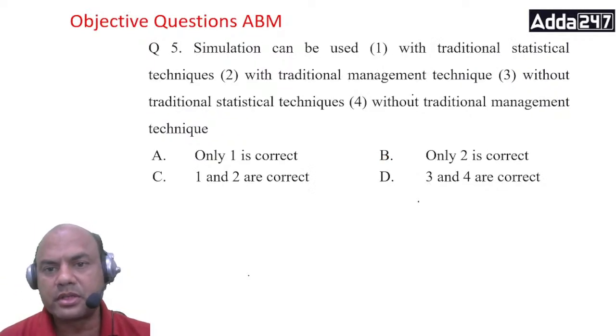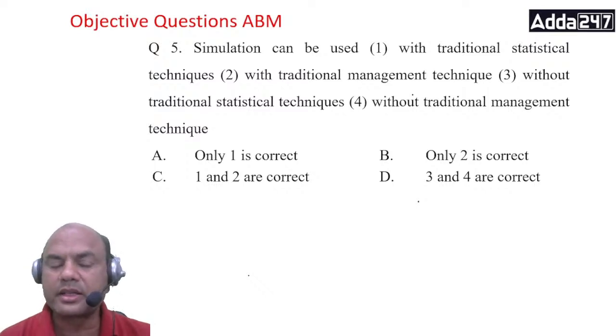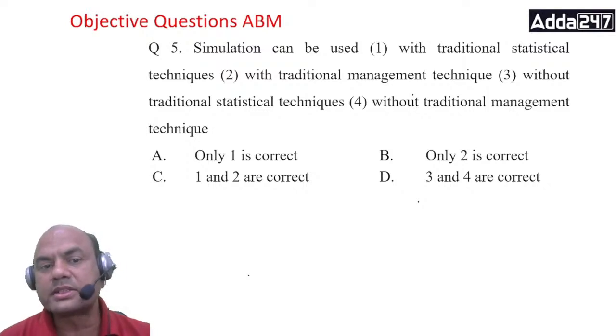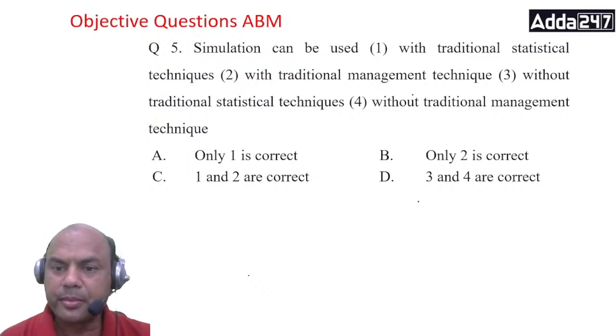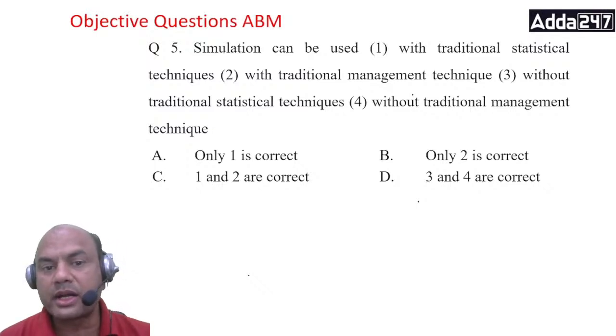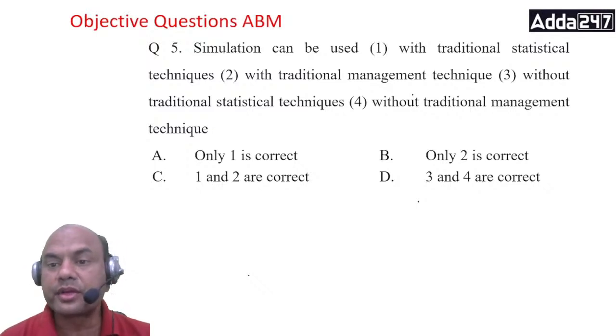Simulation can be used, number 1, with traditional statistical techniques; number 2, with traditional management techniques; number 3, without the traditional statistical techniques; number 4, without the traditional management techniques. Now this is a bit easy to understand, isn't it? With traditional statistical techniques, with traditional management techniques. So it can be used with both of them. Without traditional statistical techniques. So do I understand this here?